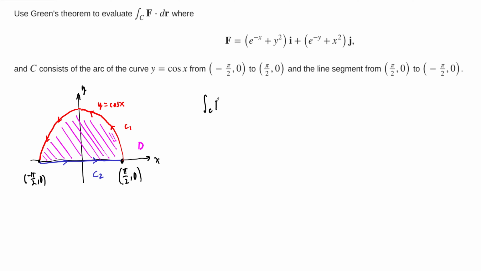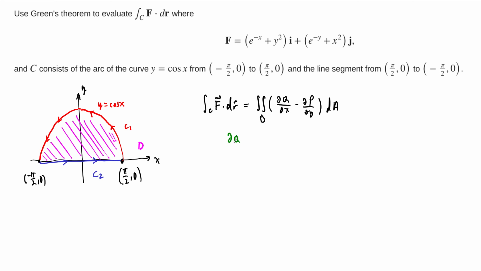Remember, Green's theorem says that the path integral of F dot dr is equal to the double integral, so the area integral, of dQ/dx minus dP/dy with respect to area over the entire region. And so at this point, we want to ask ourselves if this is even better, right? So what happens if we take dQ/dx minus dP/dy? Okay, so let's find out.